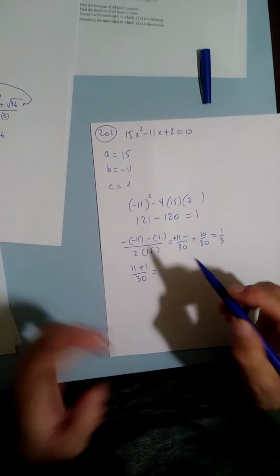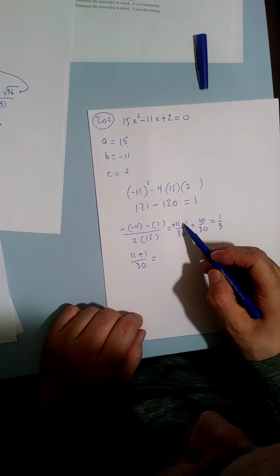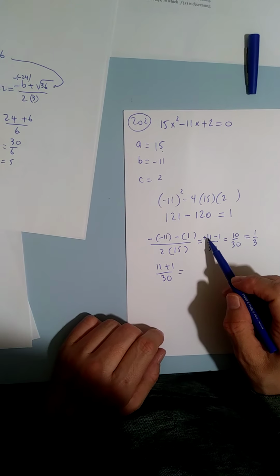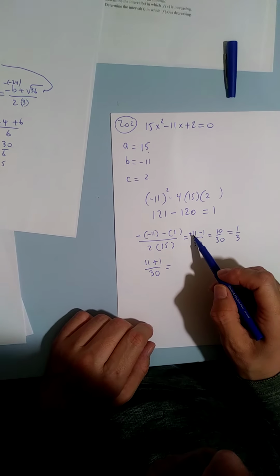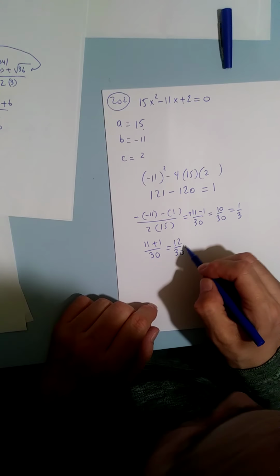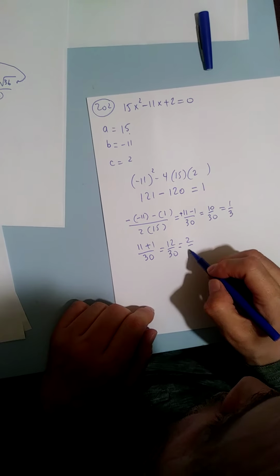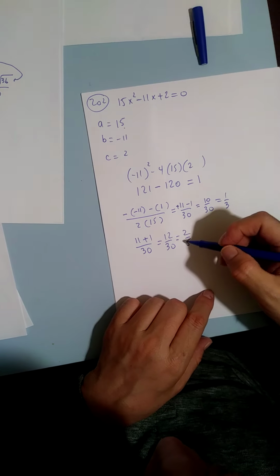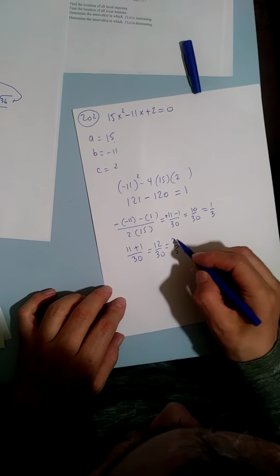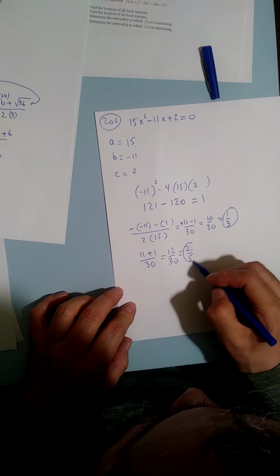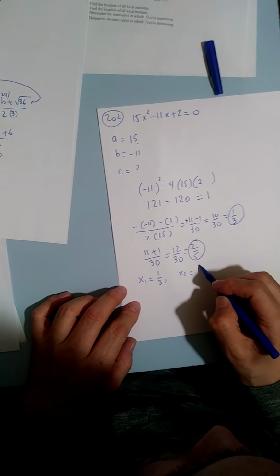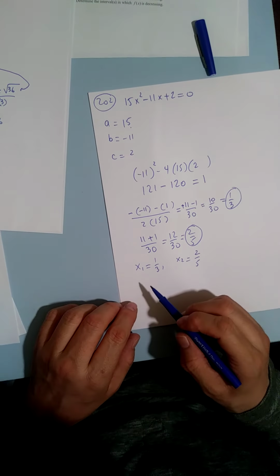In one of the roots you have minus square root of delta, in the other one you have plus. So the first one is 11 minus 1 over 30, and the second one will be 11 plus 1 over 30. So this will be 12 over 30, which is 2 over 5. You can call this one x1 and this one x2, or you can switch them. So the solutions are 1/3 and 2/5.